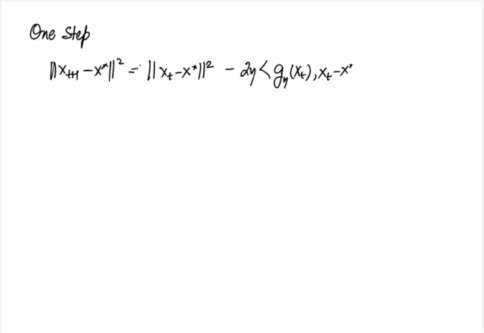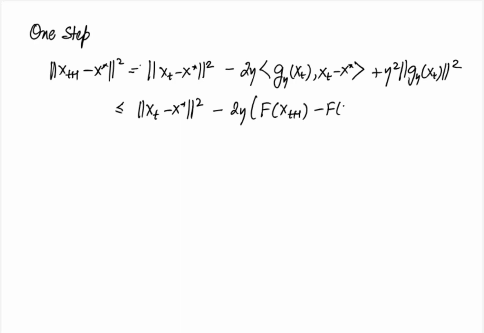Finally, we obtain the one-step inequality. We only need to write down the usual norm square: norm square of xt plus 1 minus x star is equal to norm square of xt minus x star minus 2 eta inner product of g eta of xt comma xt minus x star plus eta square norm square of g eta of xt, and then apply the property derived in the previous page so as to obtain that the right hand side is less than equal to xt minus x star norm square minus 2 eta times f of xt plus 1 minus f of x star minus eta square times 1 minus eta L times norm square of g eta of xt.